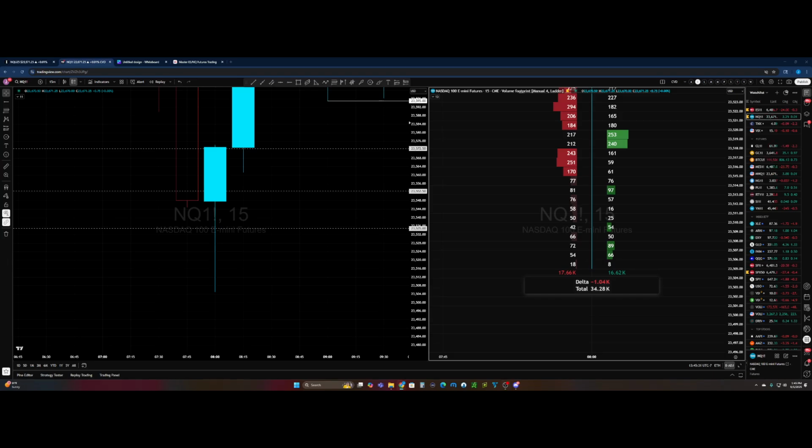Today we're going to break down the footprint chart on TradingView.